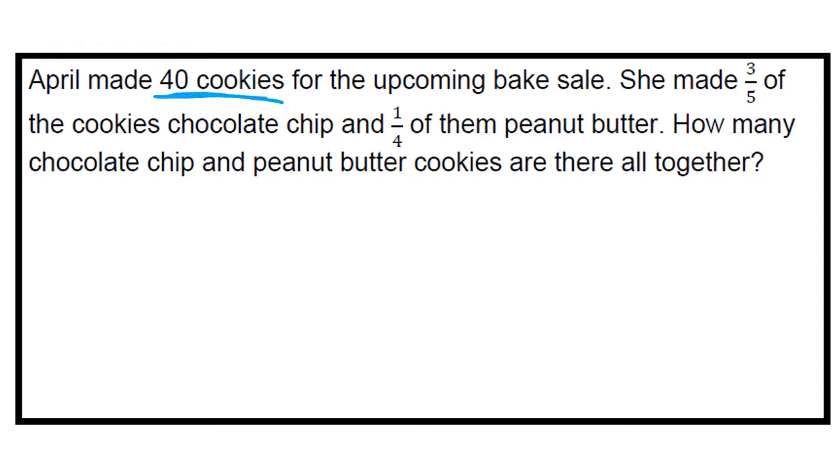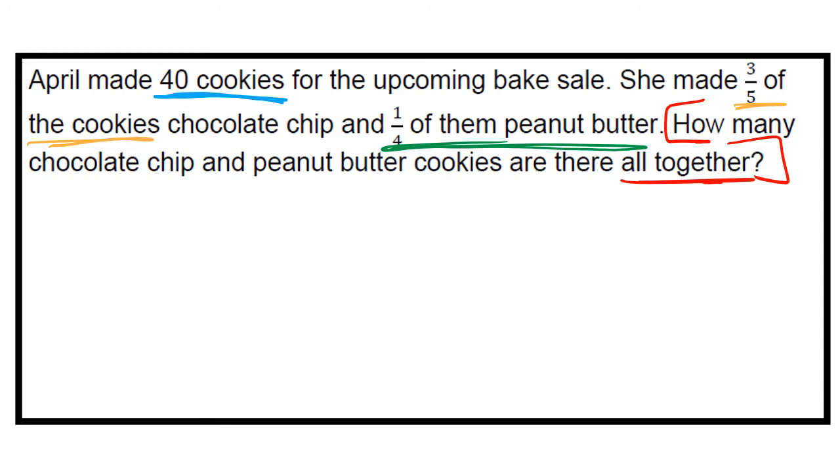So 40 is the total amount of cookies. She made 3/5 of the cookies chocolate chip, which are delicious. And then she made 1/4 of them peanut butter. So the question is asking, so let's go ahead and highlight the question. How many chocolate chip and peanut butter cookies were there all together?